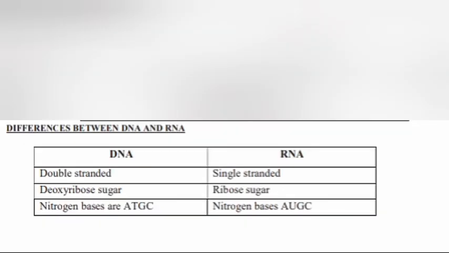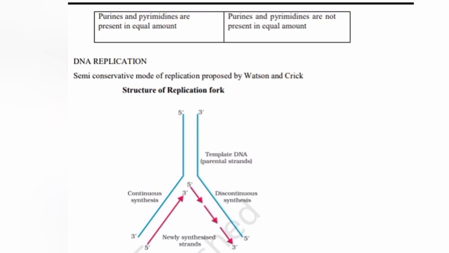Difference between DNA and RNA. DNA is double stranded, RNA is single stranded. DNA has deoxyribose sugar, RNA has ribose sugar. DNA nitrogen bases are A, T, G, C. RNA nitrogen bases are A, U, G, C. In DNA, purines and pyrimidines are present in equal amount. In RNA, purines and pyrimidines are not present in equal amount.